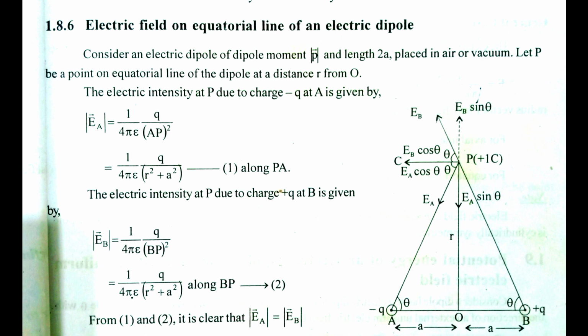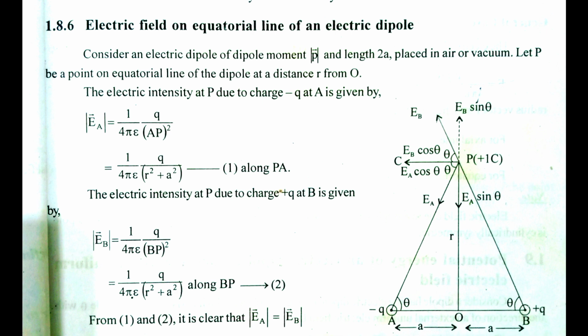Now we have to find the expressions for AP squared and BP squared. How can we find them? For finding AP, we have to consider a triangle. Which triangle will we consider? Here, APO. This is a right angle triangle, and we have to find AP. AP is the hypotenuse here, right? So what will be AP squared? That will be equal to a squared plus r squared, or r squared plus a squared.